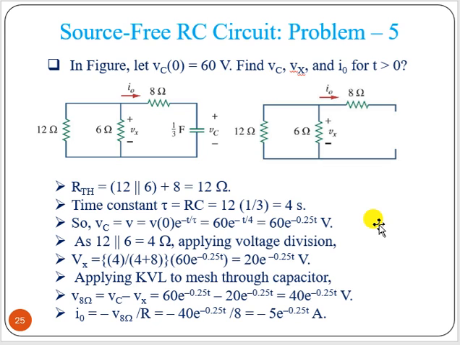Now let us see this problem, that in a figure VC0 is given as 60 volt. We have to find out VC, Vx and I0 for t greater than 0. Now this is again a source-free circuit, there is no independent source, that means it will always go to 0. From this circuit we can find out the RTH value looking from the capacitor end: 12 and 6 in parallel, in series with 8 ohm, we got RTH. So you can find out tau, that is R into C. C value is 1 by 3. Then VC is nothing but 60 e to the power minus t by tau, which is 60 e to the power minus 0.25t volt.